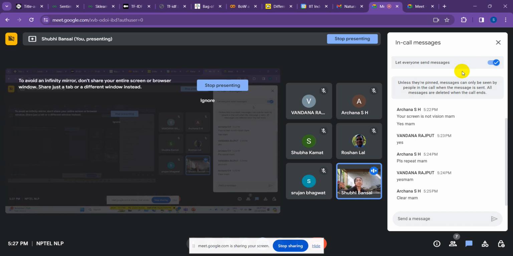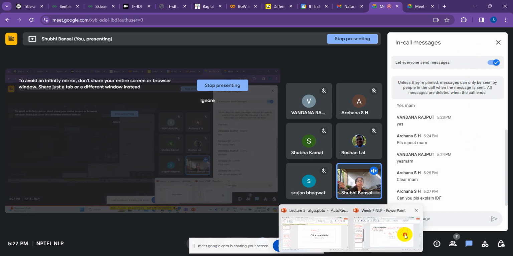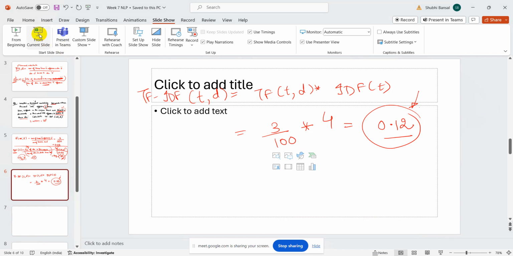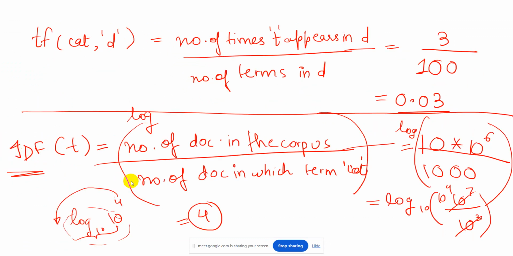This is how we have calculated the term frequency inverse document frequency, and this is just a statistical measure. Can you please explain IDF? Sure, I'll explain it again. What is IDF? That is the inverse document frequency. What is the formula for that? How many documents? Corpus you can consider as the collection of the documents that you have. The entire set of the collection of the documents is the corpus.